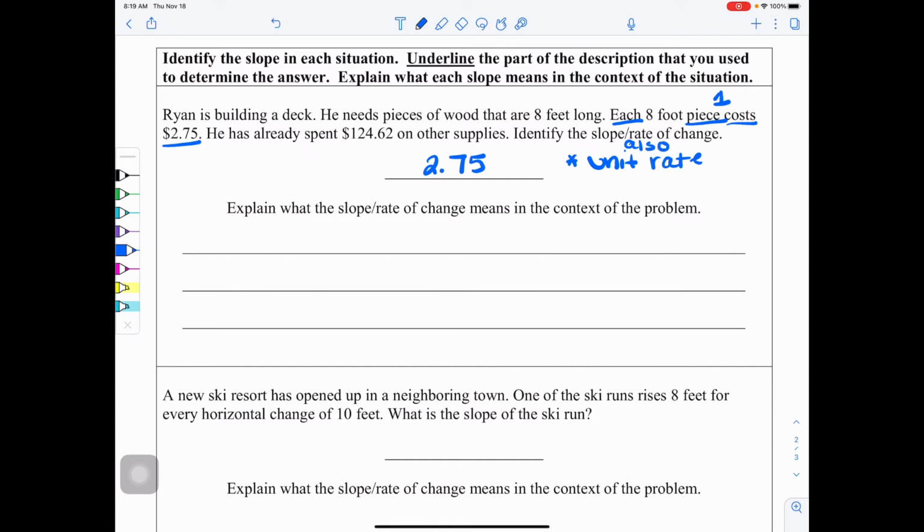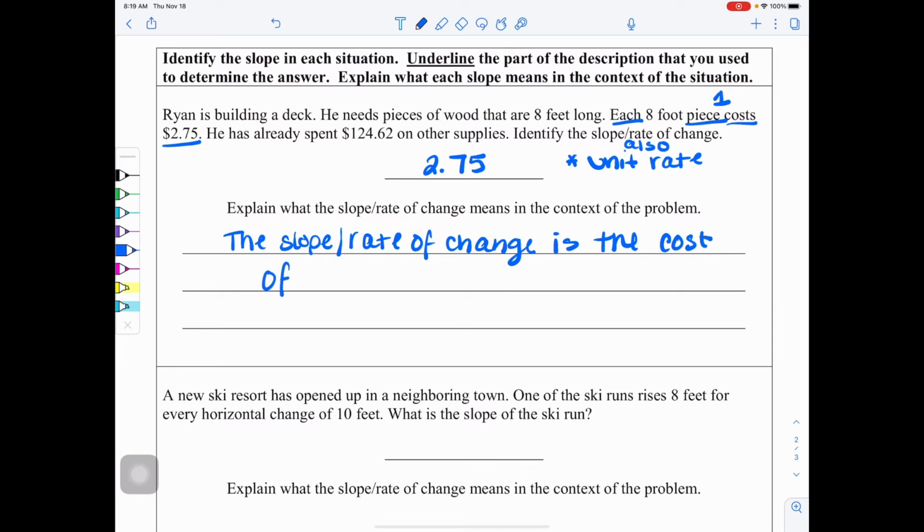Now the added part in this section is that we have to explain what it means. So what does that 2.5 mean or represent in the problem? Well, if we look back to it, it says each 8-foot piece costs $2.75. So we'll say the slope / rate of change is, in this case, the cost of one 8-foot piece of wood.